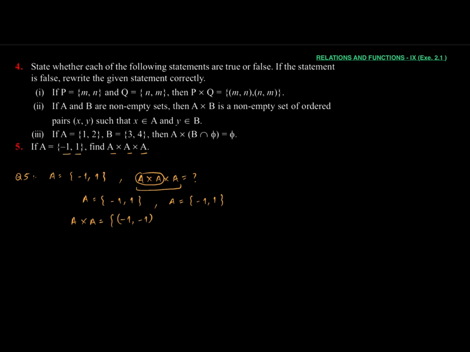So the first element of A cross A, that is the Cartesian product, will be -1 and -1. That is this element and this element. The second ordered pair will be -1 and 1. That is this one and this one here. The third element will be 1 and -1. And the fourth element will be 1 and 1.